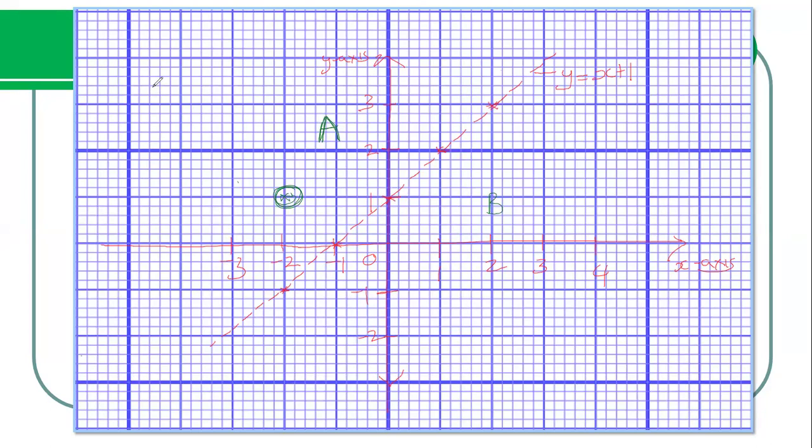So I will go back to my inequality. My inequality was y, was it less than x plus 1? Our original one. What was it? Was it greater or less? That's what I want to know.